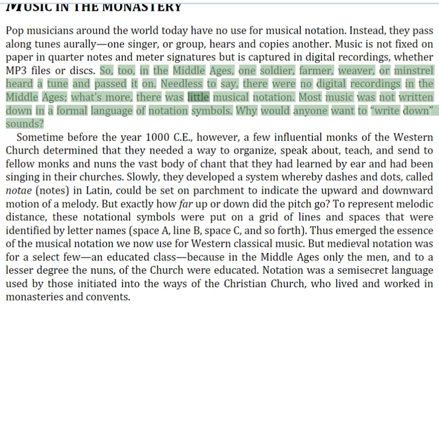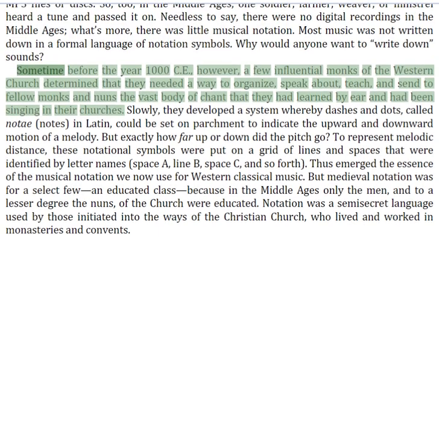What's more, there was little musical notation. Most music was not written down in a formal language of notation symbols. Why would anyone want to write down sounds? Sometime before the year 1000 CE, however, a few influential monks of the Western Church determined that they needed a way to organize, speak about, teach, and send to fellow monks and nuns the vast body of chant that they had learned by ear and had been singing in their churches.